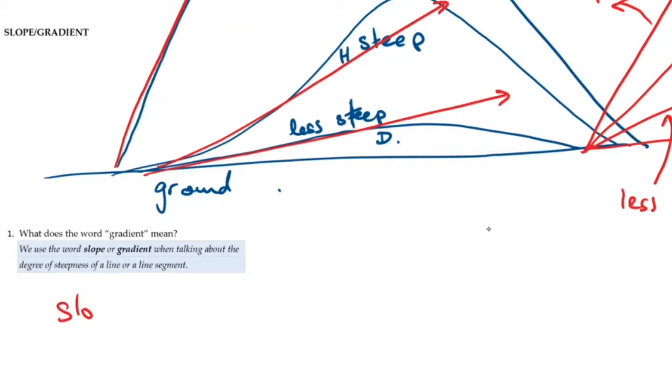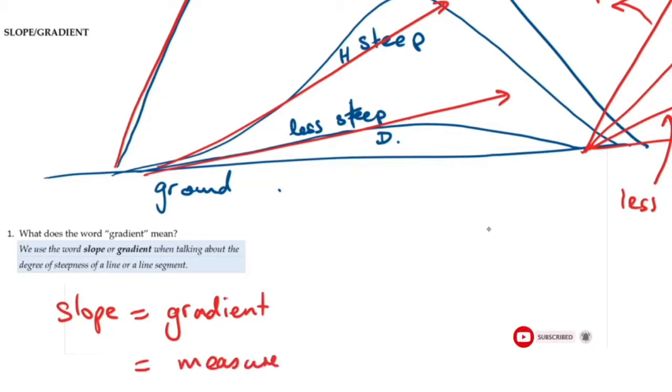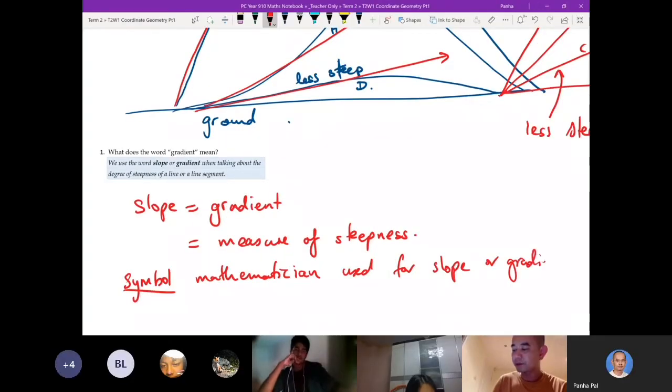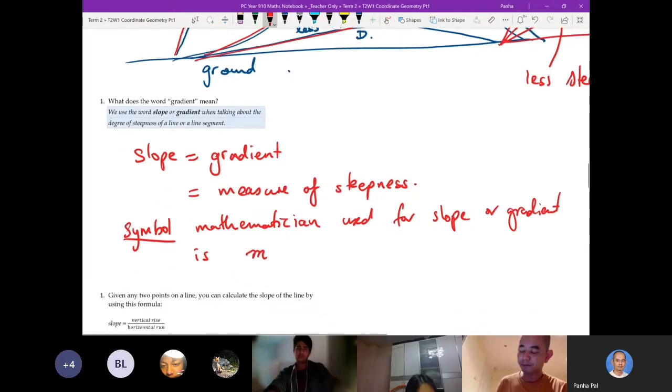Okay, so the slope, or another word for slope is actually the word gradient, is actually equal to a measure of steepness. The symbol the mathematician used for gradient, anybody know? Isn't it a big M, sir? Yeah, a little m, that's right.